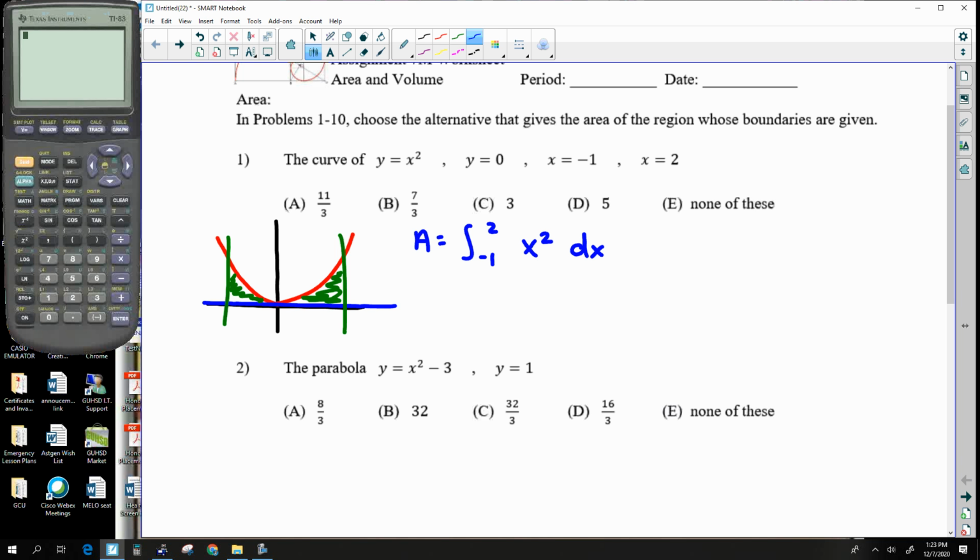All right, so we have this set up. Let's go ahead and knock it out. So this is going to be 1/3 x to the third. And so this is 1/3 of what? 8 minus -1.